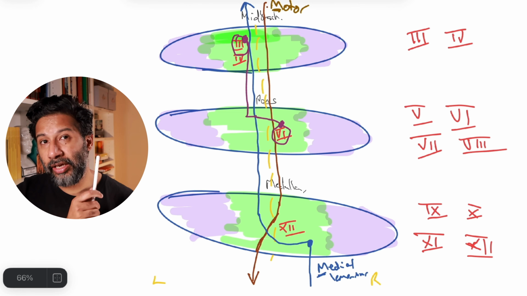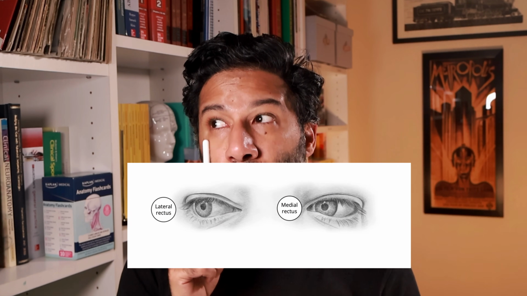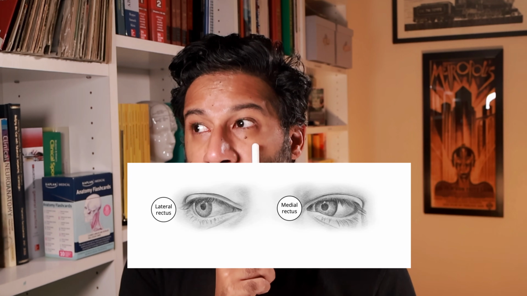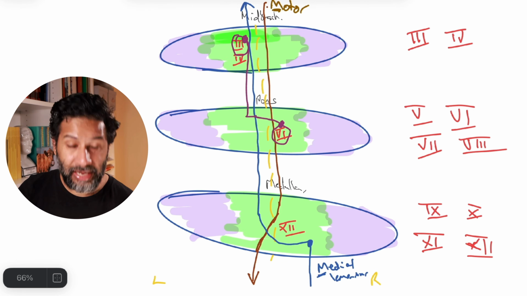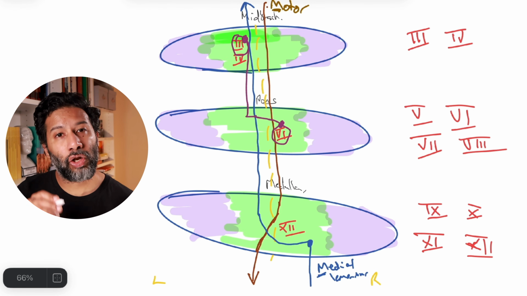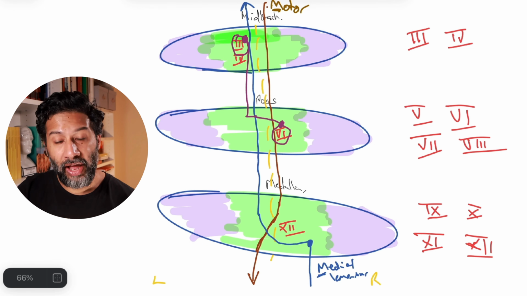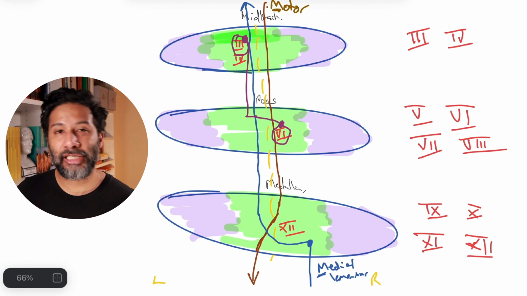It does everything else. But if I want to look right, then I need to coordinate my sixth nerve on this side doing lateral rectus, and I have to coordinate my third nerve on this side doing medial rectus. And so to actually get the two to coordinate, we need something connecting the two, and that is the medial longitudinal fasciculus. So what we've drawn out are all the pathways of the medial aspect of the brainstem. This is the medial aspect of the brainstem.